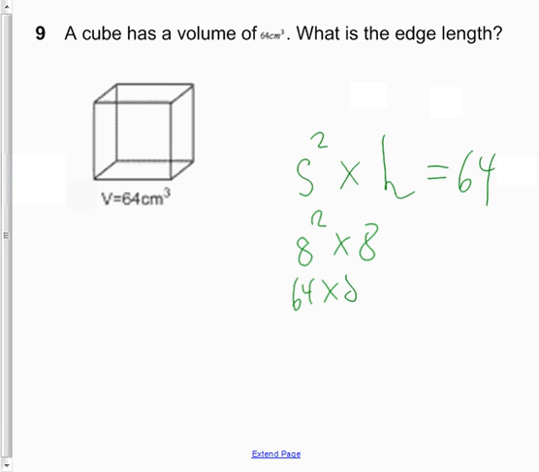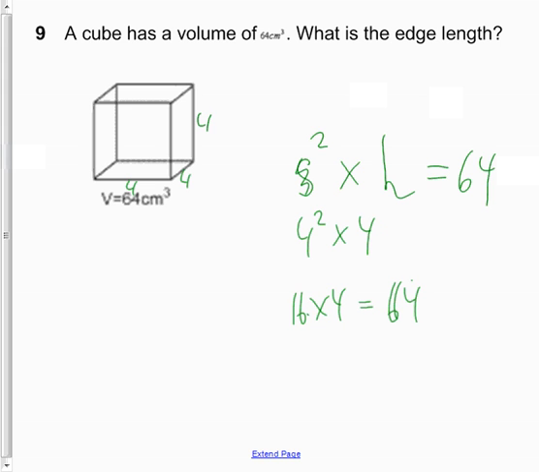Well, 64 times anything is not going to be 64, so we're going to erase that and say, nope, it's not that. So trial and error says, let's try 3. That's going to be 9 times 3, which is 27, not 64, but we're getting closer. If we try an edge length of 4, 16 times 4 is 64, which means this has to be 4, this has to be 4, and this has to be 4 to give it a volume of 64 cubic centimeters, which means, what's the edge length? The edge length is 4 centimeters.